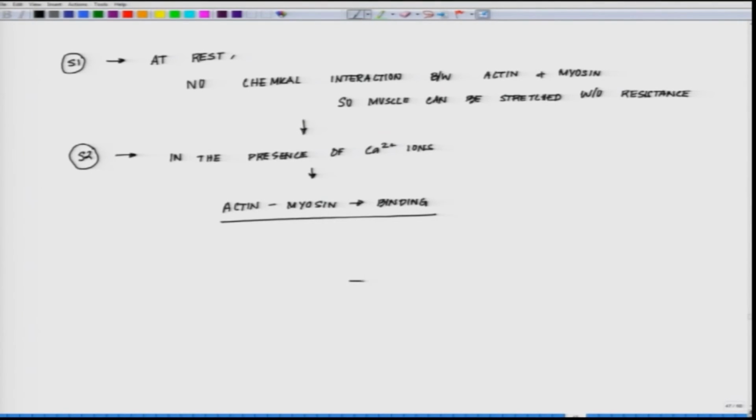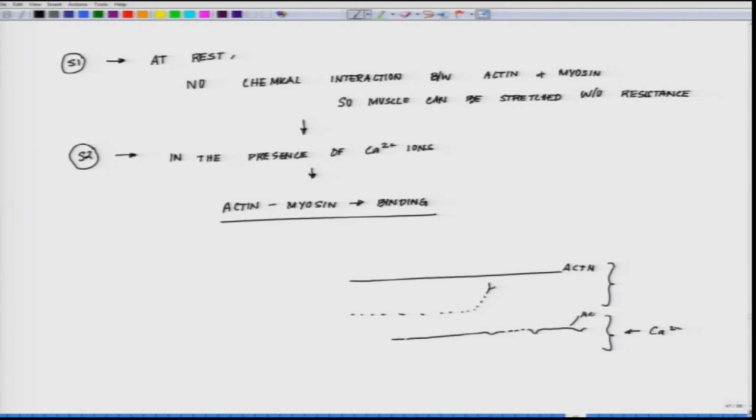So, you have this, your actin filament without any interaction, and this is your myosin head. There is no interaction, right? Now, stage 2, when there is a calcium ion coming. As soon as the calcium ion comes, on this actin filament there are sites which are supposed to bind to the myosin filament. So, now this myosin head binds to this active site.